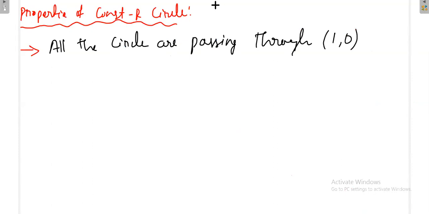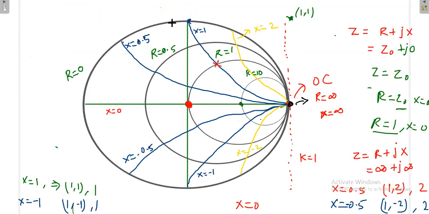So all the circles are passing through 1, 0. பாருங்க, கான்ஸ்டன்ட் ஆர் சர்க்கிள் வந்து நான் வந்து என்ன கலர்ல வரைஞ்சிருக்கேன், பிளாக் கலர்ல வரைஞ்சிருக்கேன். அது எல்லாமே கான்ஸ்டன்ட் ரெசிஸ்டன்ஸ் சர்க்கிள் எல்லாமே எது வழியா பாஸ் ஆகுது? This is the point of 1, 0, sir. Okay, x axis is 1, y axis is 0. So எல்லா கான்ஸ்டன்ட் ரெசிஸ்டன்ஸ் சர்க்கிளும் எதுல டச் ஆகுது? 1, 0ல டச் ஆகுது. You take any constant R circle, that will touch on 1, 0. அதான் சொல்றாங்க, all the circles pass through the 1, 0. Okay.